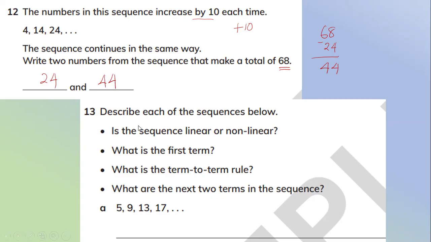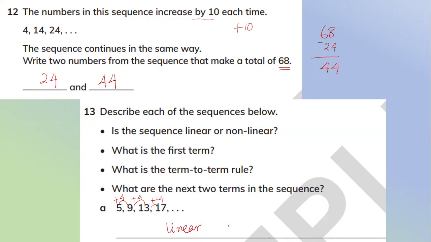Number 13, describe each of the sequences below. Is the sequence linear or nonlinear? What is the first term? What is the term-to-term rule? What are the next two terms in the sequence? So is it linear or not? We have to check our term-to-term rule. 5 to 9 is plus 4. 9 to 13 is plus 4. 13 to 17 is plus 4. So it is linear.